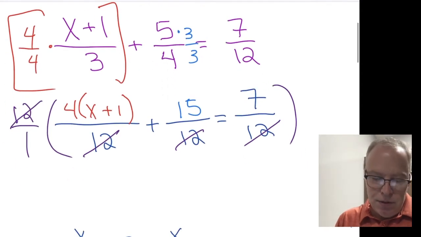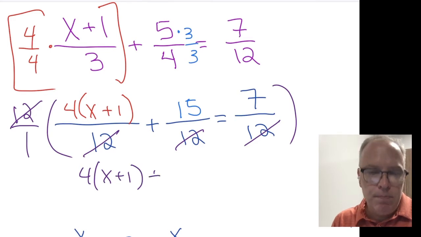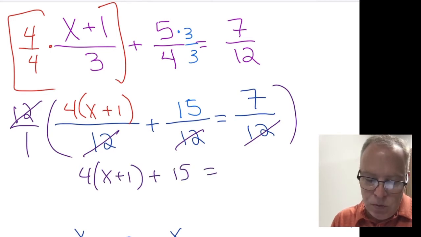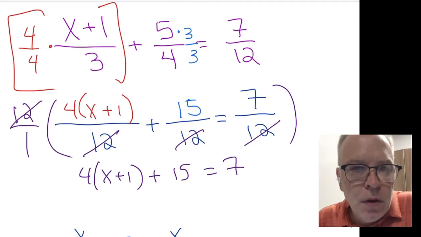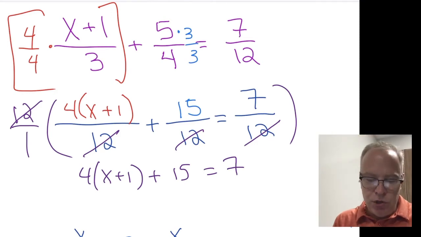Get it? So now the next step is 4 parentheses x plus 1 plus 15 equals 7. You see, we're home free now. Then you just solve the equation just like normal.